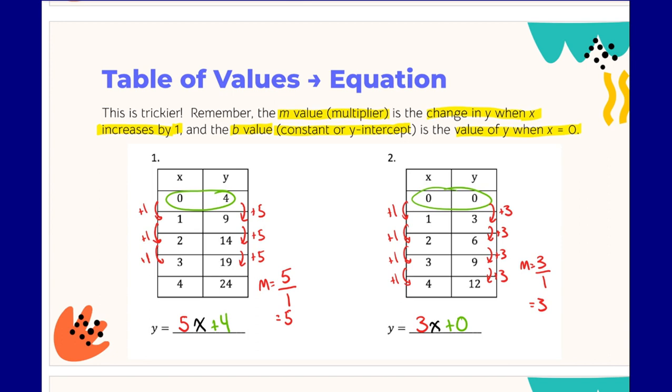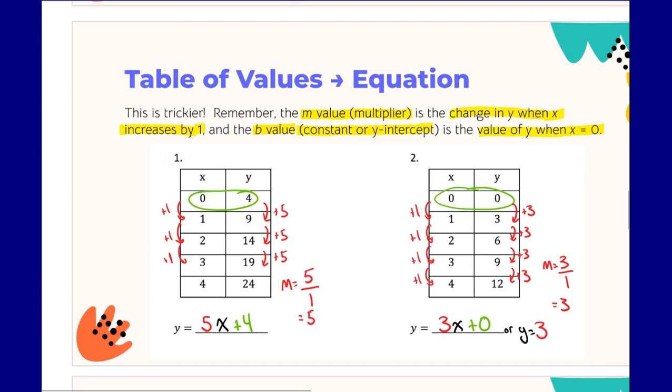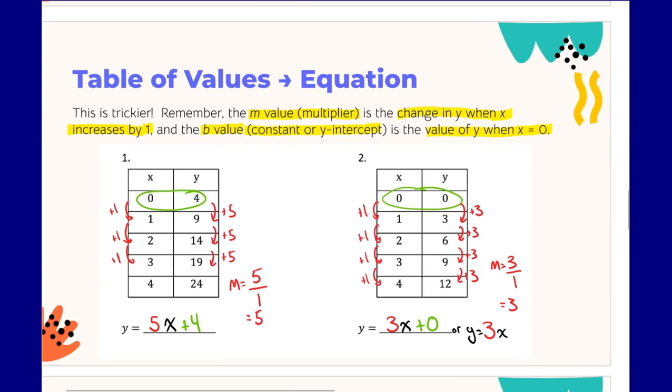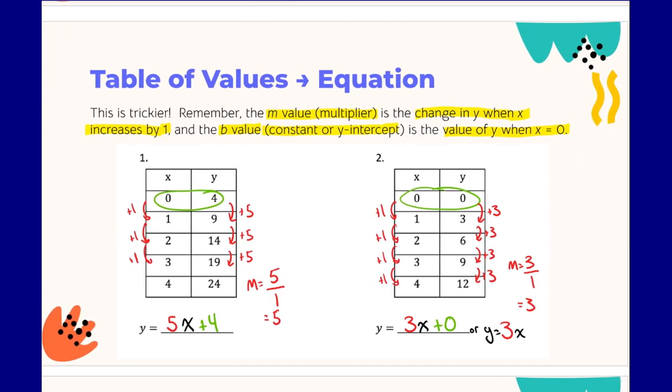So in this case, our rule is going to be y equals 3x plus 0. Do we have to show the 0? No, we don't. Adding 0 isn't going to do anything. So we could just leave it as y equals 3x. We don't need to show that plus 0. It's helpful, again, because we want to always consider that there is a constant, or that we have a spot there. There's not necessarily always going to be a value there.